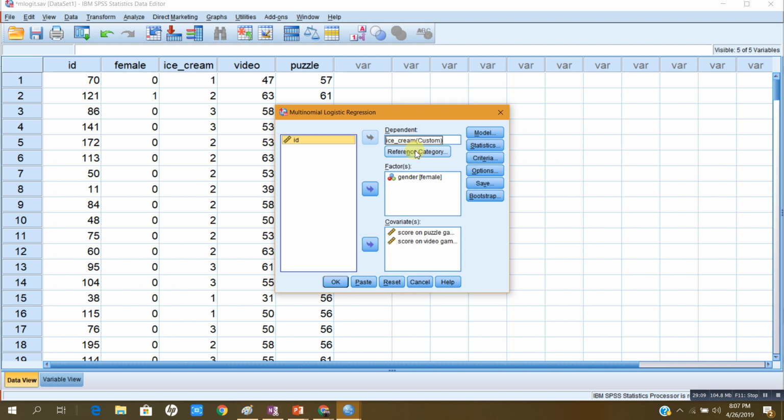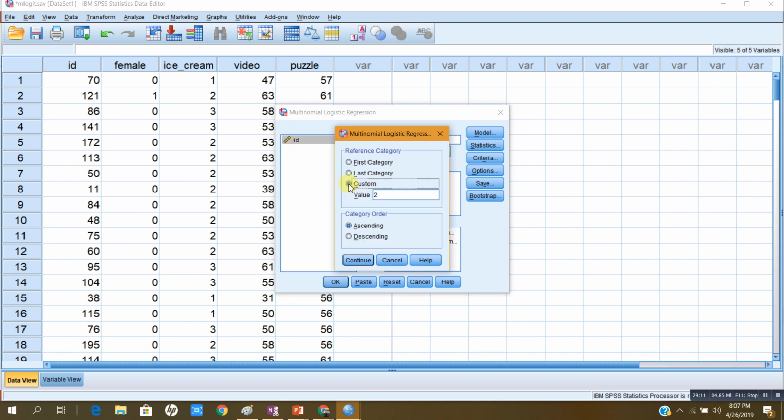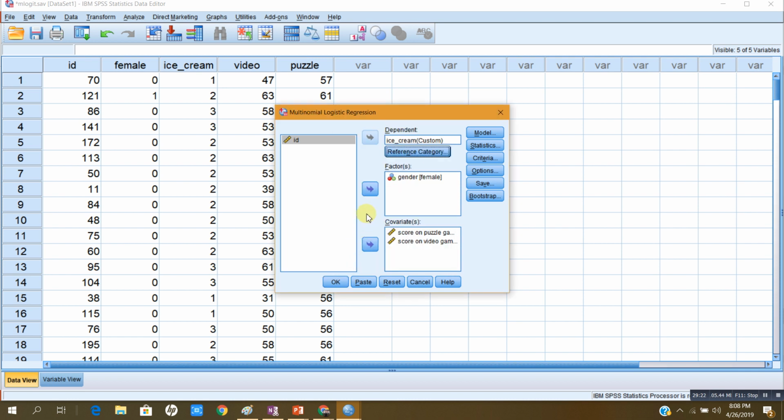And just remember, if you have a categorical independent variable, then that variable should be here, and if the independent variables are scale variables, then they should go here. Now if I press OK, here is my output. This output is exactly the same that I just interpreted in my slides.